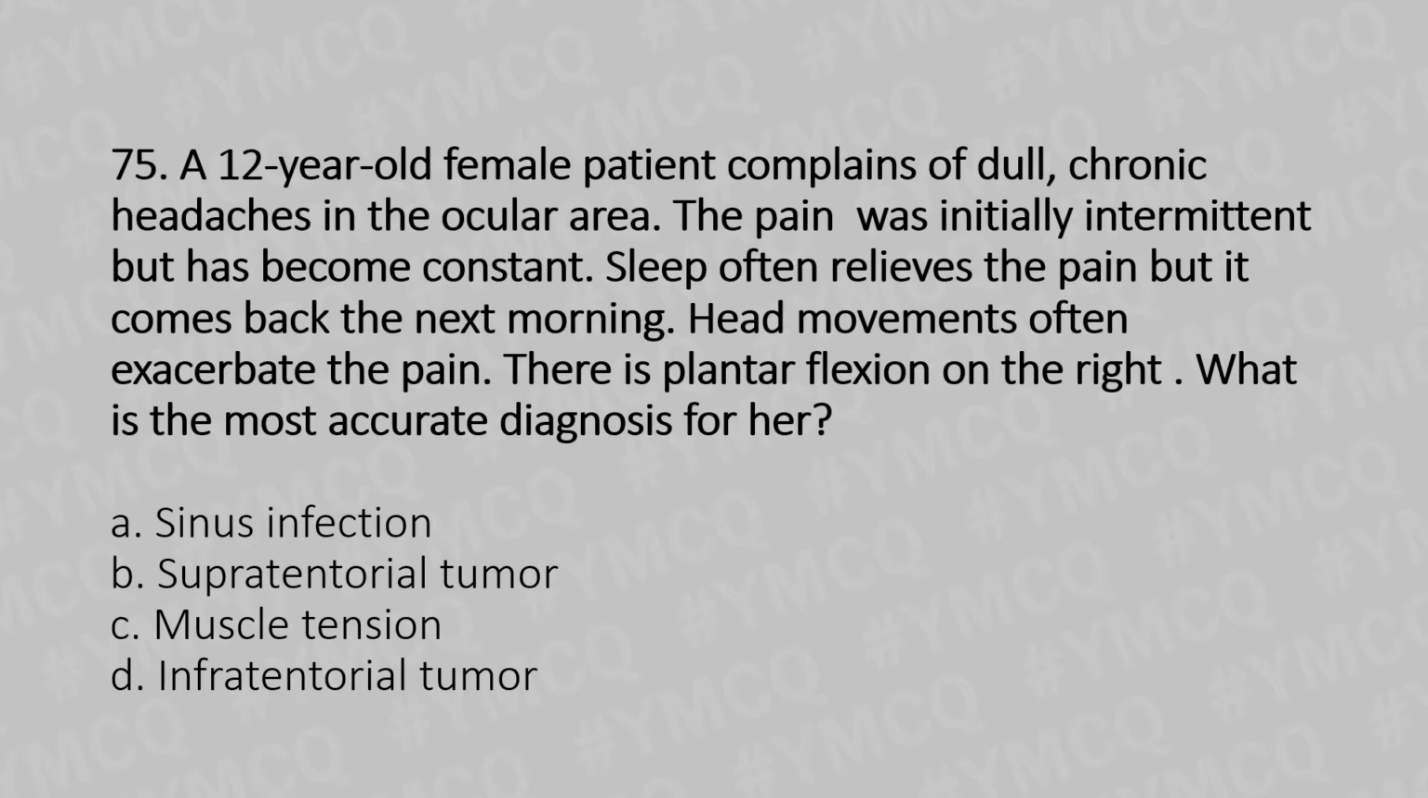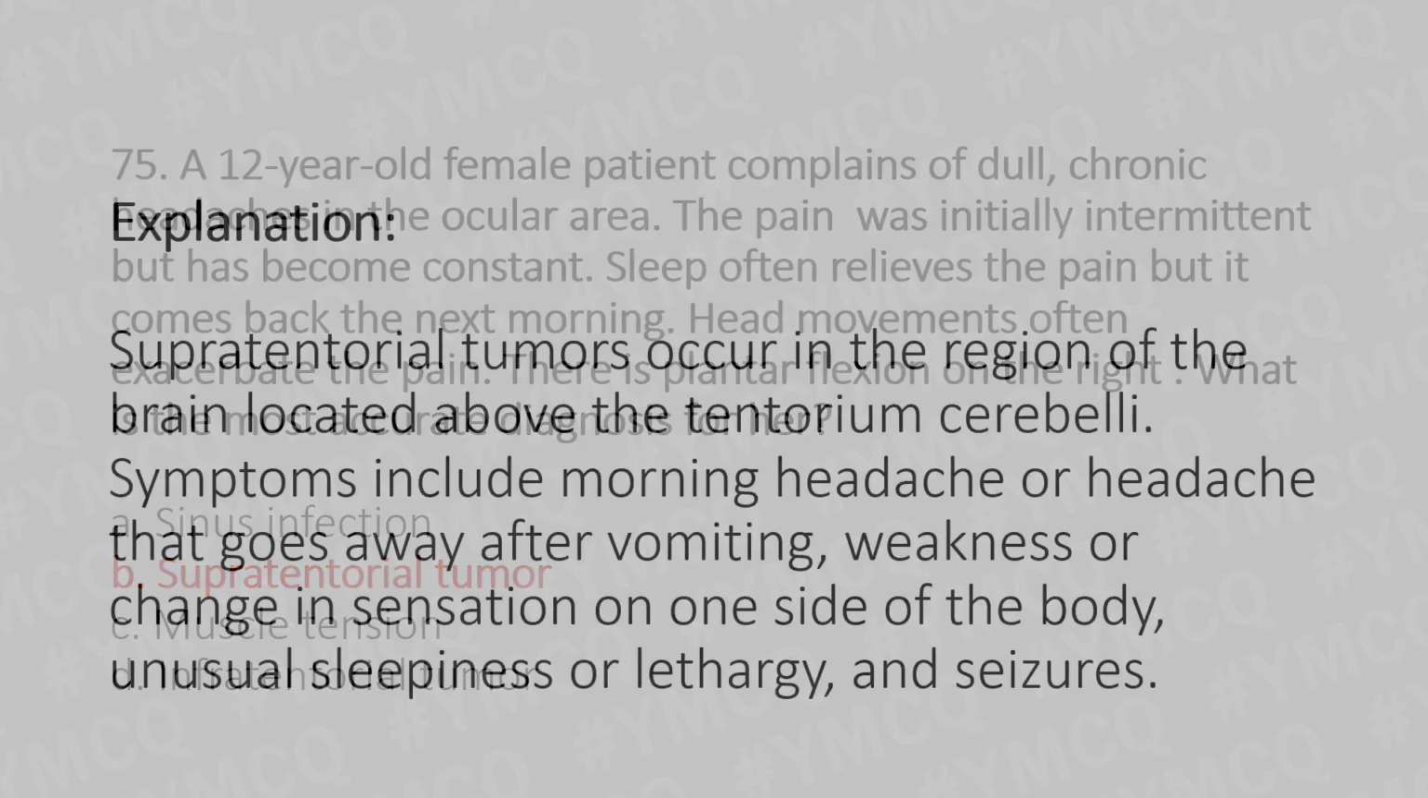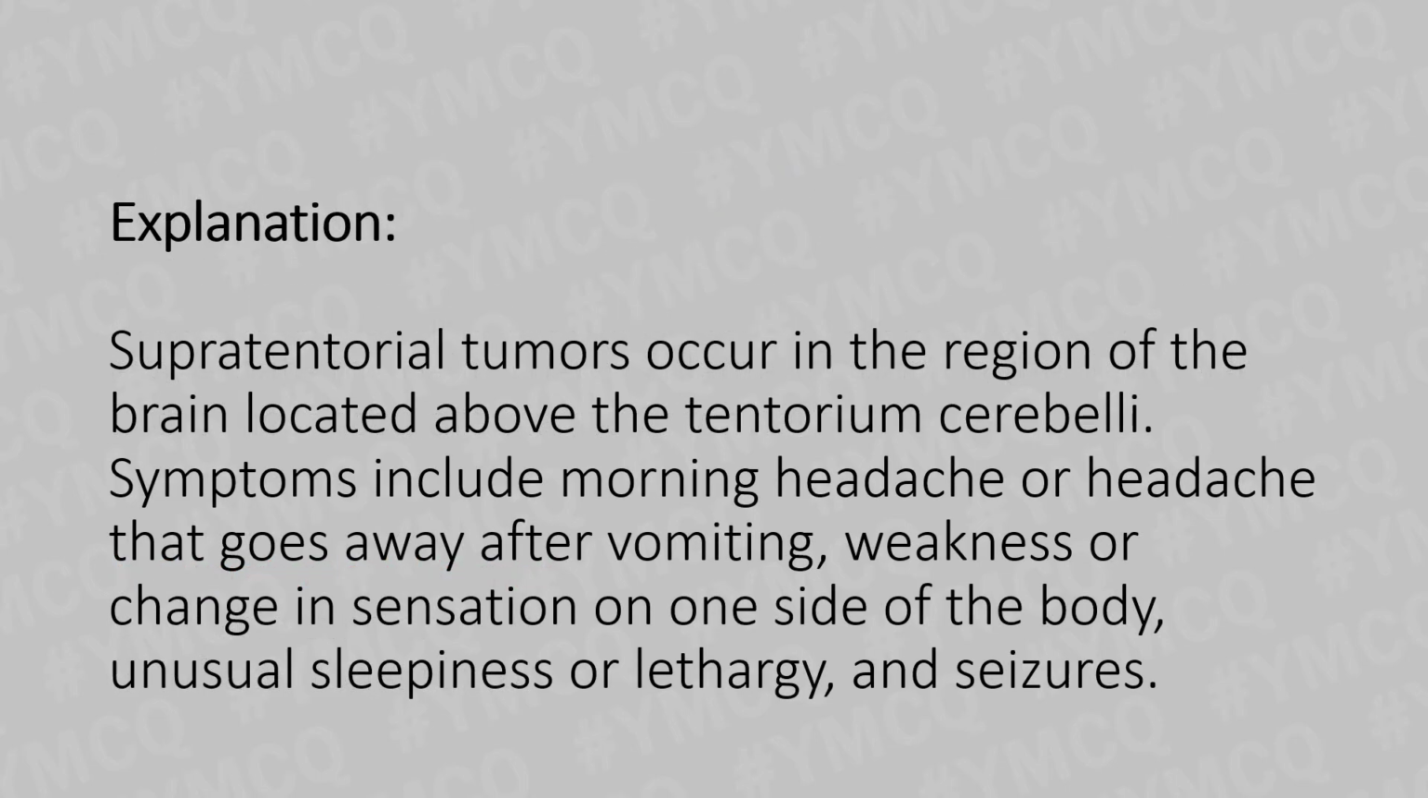And the answer is Option B, supratentorial tumor. Explanation to this question is, a supratentorial tumor occurs in the region of the brain located above the tentorium cerebelli. Symptoms include morning headache or headache that goes away after vomiting, weakness or change in sensation on one side of the body, unusual sleepiness or lethargy, and seizures.